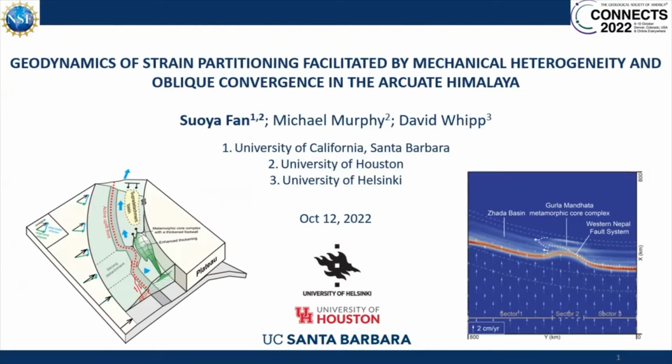Today we'll present a 3D geodynamic modeling for the central western Himalaya. Our work will highlight how the arcuate shape of the Himalaya range and the along strike mechanical heterogeneity can facilitate non-plane strain and development of some non-cylindrical structures, including a regional metamorphic complex.